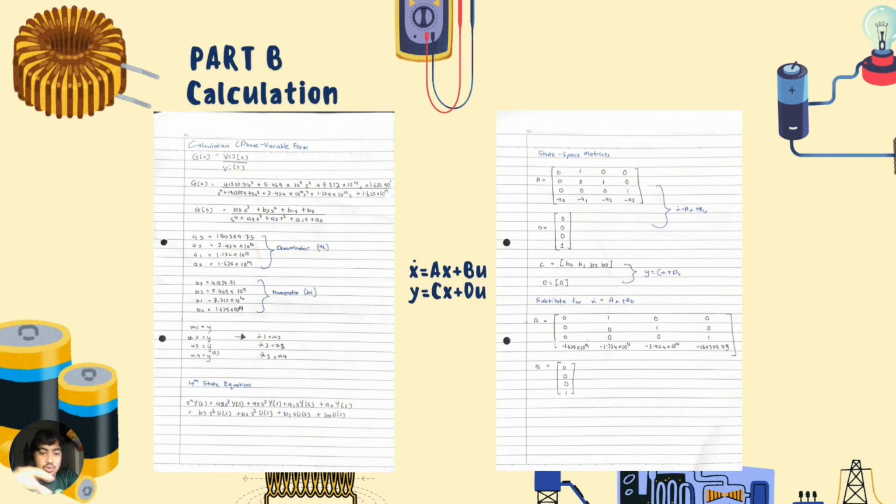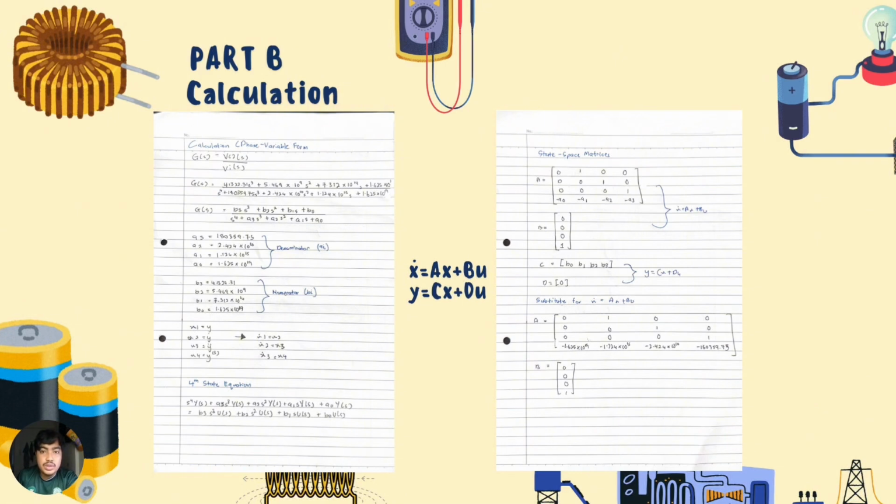y triple dot. And this means x bar 1 is equal to x2, x bar 2 is equal to x3, and x bar 3 is equal to x4. The last equation, x bar 4, comes from the fourth order differential equation. So you get the transfer function equal to Y(s) over U(s). Y(s) stands for b3 s to the power of 3 plus b2 s to the power of 2 plus b1 s plus b0, divided by U(s). U(s) is s to the power of 4 plus a3 s cubed plus a2 s squared plus a1 s plus a0.